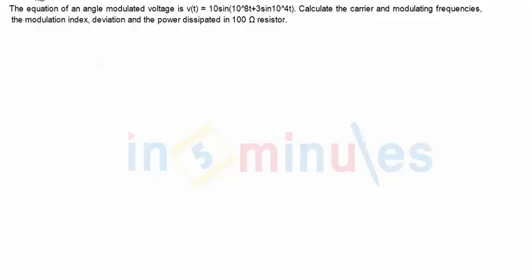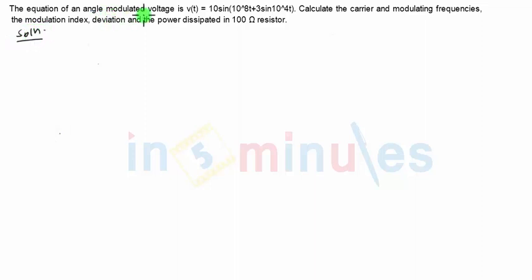In this video clip, we will discuss one numerical on angle modulation. The question is, the equation of an angle modulated voltage is V of t equal to 10 sine (10^8 t + 3 sine 10^4 t). Calculate the carrier and modulating frequencies, the modulation index, deviation and the power dissipated in 100 ohm resistor. So let's do it one by one.